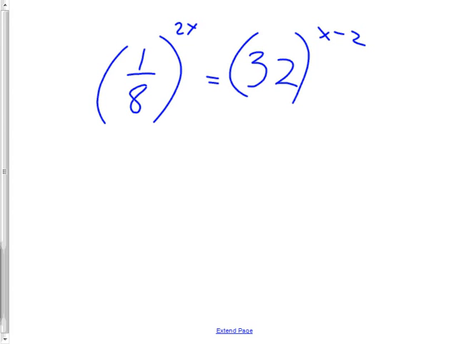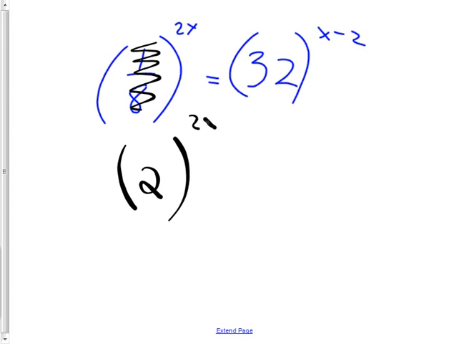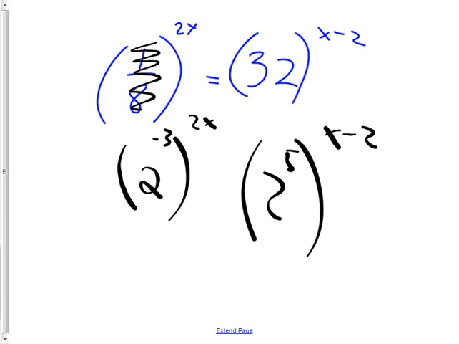Okay, so I'm hoping you're thinking, they both seem like they could have a 2 as a base. That's what I was thinking when I wrote it anyway. So 1/8, that's 2 to the something, to the 2x. So 2 to the what? 2 to the negative makes it a fraction. 3. Very good. Why? Because 2 cubed is 8, and then the negative makes it 1/8. Very nice. This other one could be 2 to the 5th, and then it's to the x minus 2. Final answer is that since these guys are the same base, I can now set that equal to that.